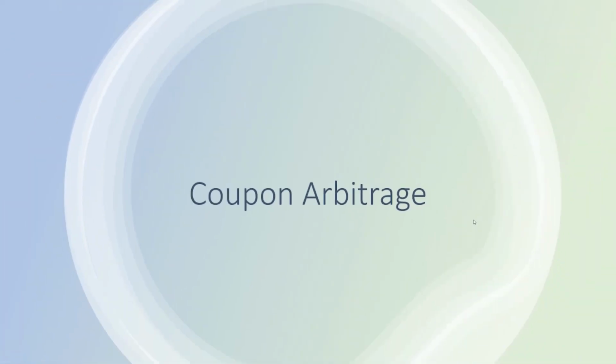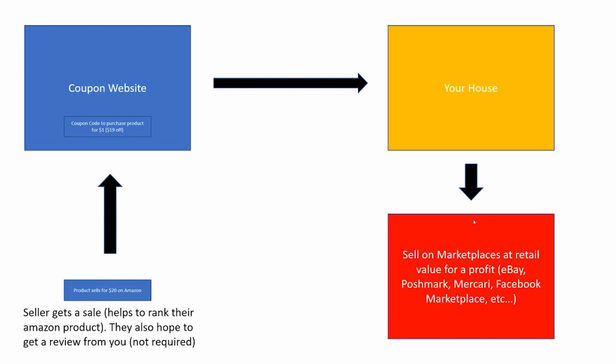So the first method that we're going to cover is coupon arbitrage. Now, what is coupon arbitrage and how does it work? Basically, you're going to go to a coupon website where you can get discounted Amazon products. An Amazon seller is going to list their products on these coupon websites. And you might be thinking, why are they going to list their products there? What's the point of listing their products at a massive discount?